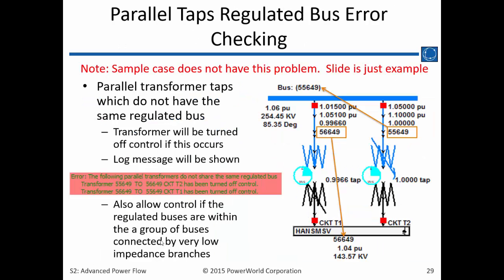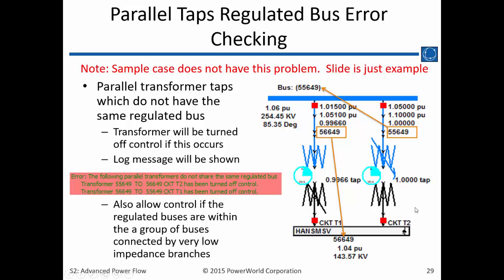So here's another check of parallel transformer taps. This sample case does not have this problem, but the slide is just setting up an example. We have parallel transformer taps which do not have the same regulated bus. This one is regulating 56,649. This one is regulating 55,649. In this case, the transformer will be turned off control if this occurs, and a log message will be displayed telling you that the following parallel transformers do not share the same regulated bus.